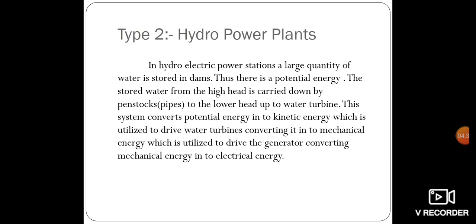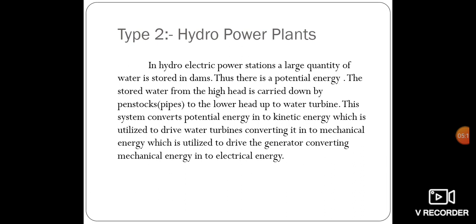Hydro power plants. In hydroelectric power stations, a large quantity of water is stored in dams. Thus, there is potential energy. The stored water from the high head is carried down by the penstocks or pipes to the lower head up to the water turbine. This system converts potential energy into kinetic energy, which is utilized to drive water turbines, converting it into mechanical energy, which is utilized to drive the generator, converting mechanical energy into electrical energy.